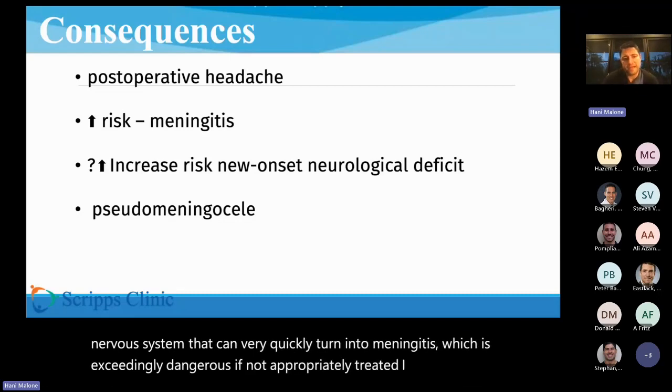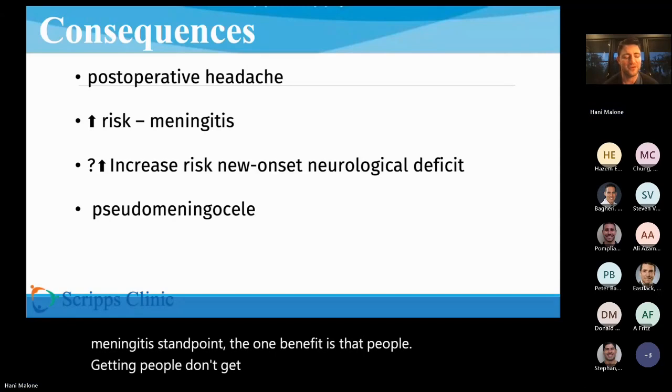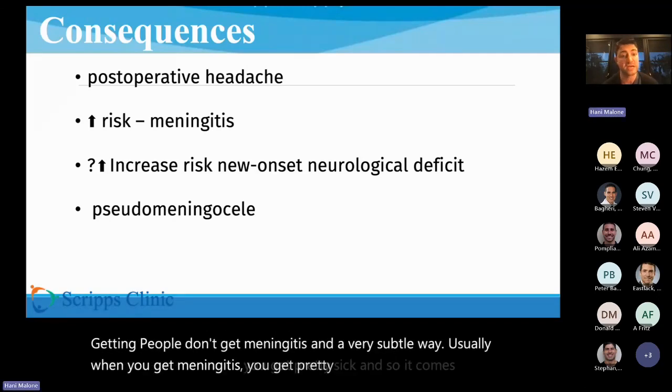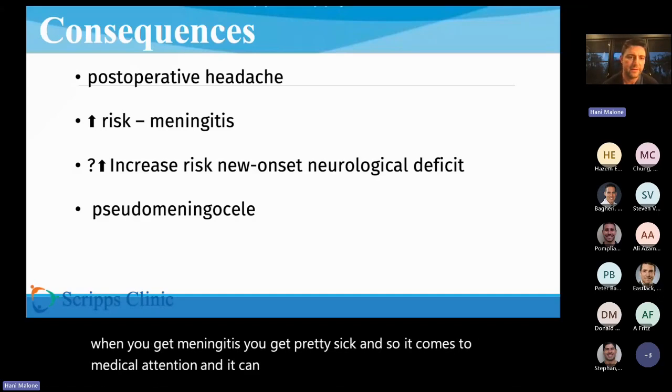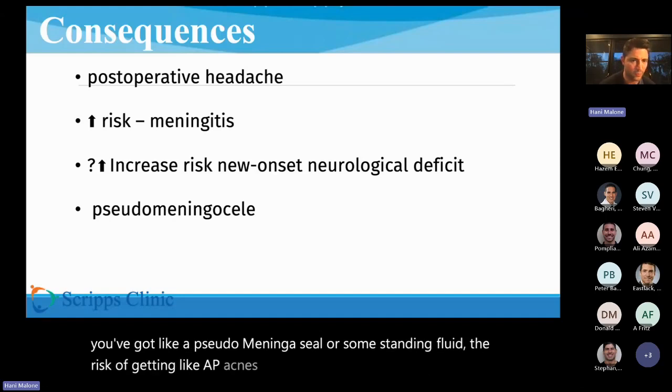I think from a meningitis standpoint, the one benefit is that people don't get meningitis in a very subtle way. Usually when you get meningitis, you get pretty sick, and so it comes to medical attention and it can be appropriately treated. But if you've got a pseudomeningocele or some standing fluid, the risk of getting a P. acnes infection or a more indolent infection is extremely high.